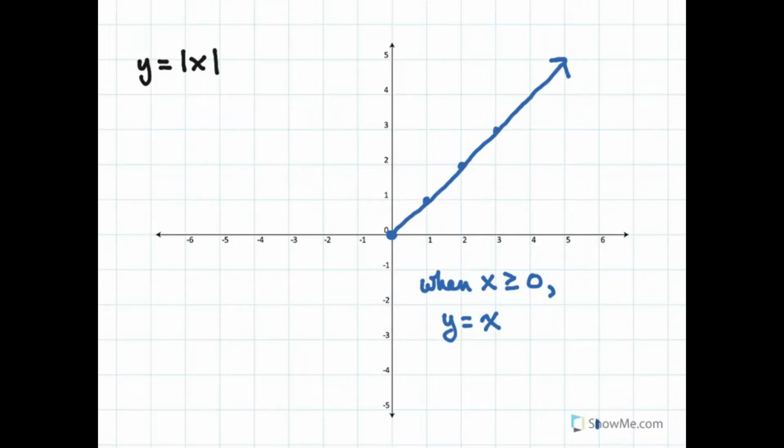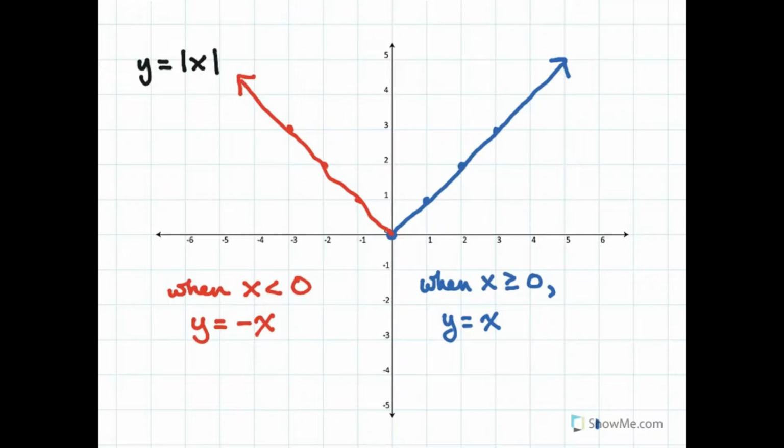But when x is less than 0, the graph is the same as y equals the opposite of x because the opposite of a negative number is positive, and absolute value turns the number to positive. So that line goes in the other direction. Y equals negative x comes down like that. So the graph of the absolute value is this V.